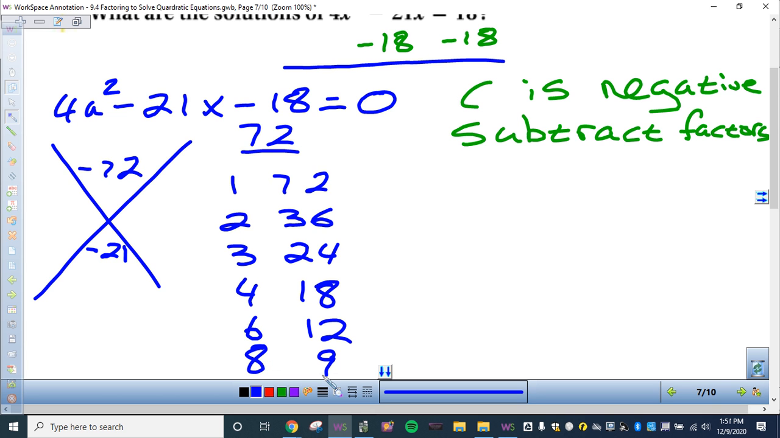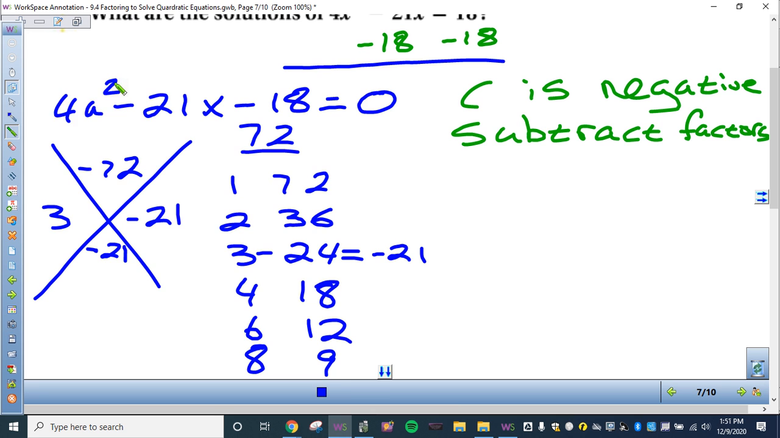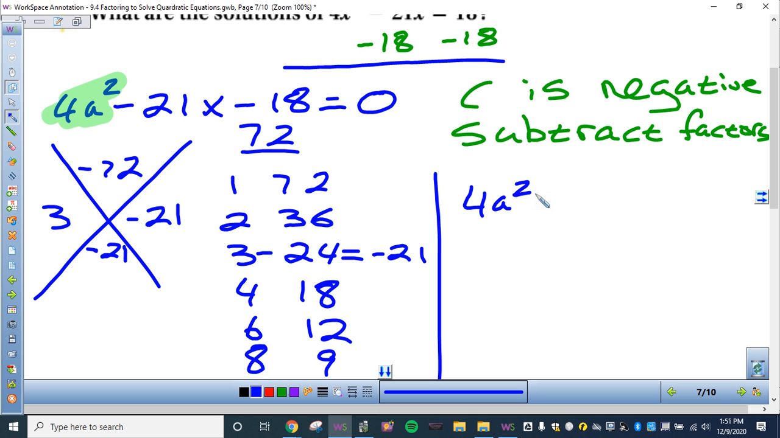So when you subtract, which ones are 21 apart? Well, 3 minus 24 is negative 21. So we can just write that down. Then we're going to take our 4a squared, write it as a numerator of two fractions.